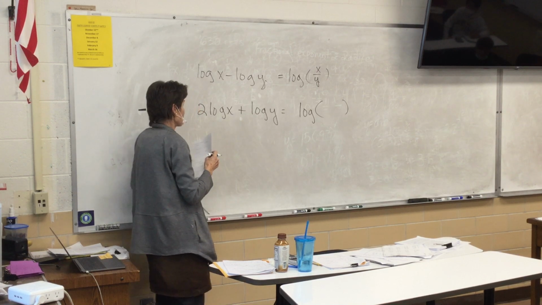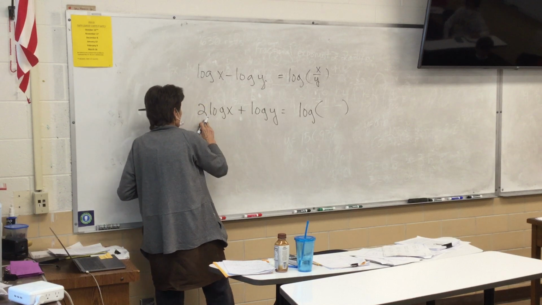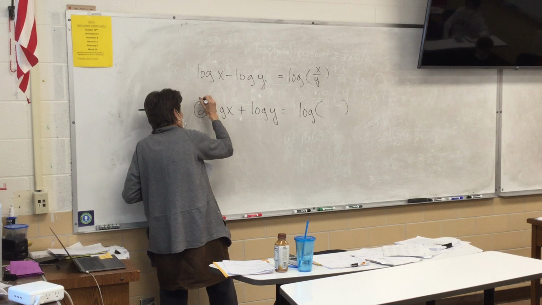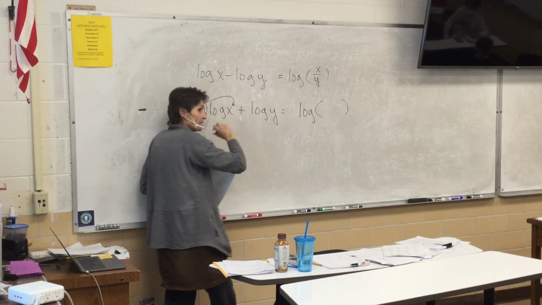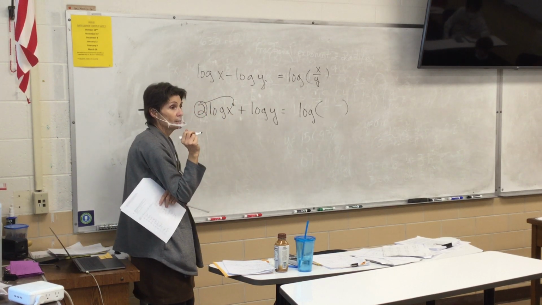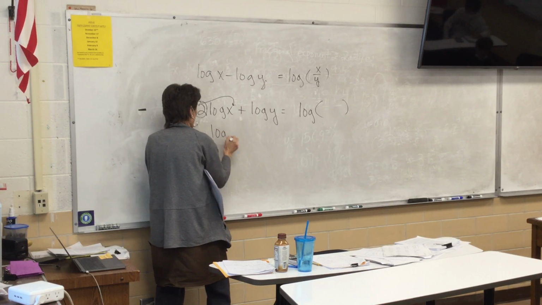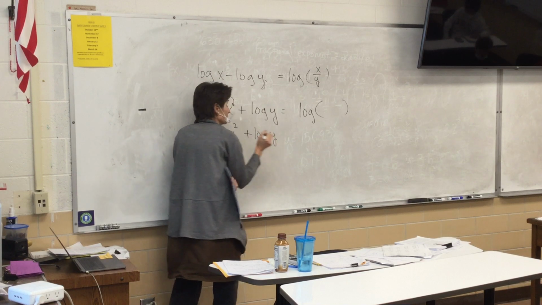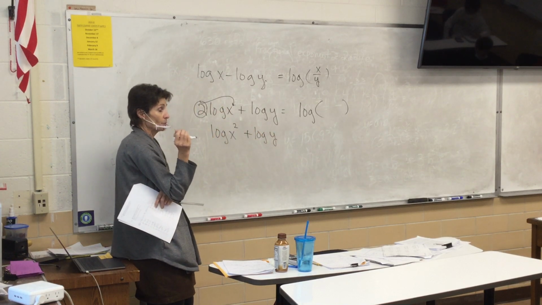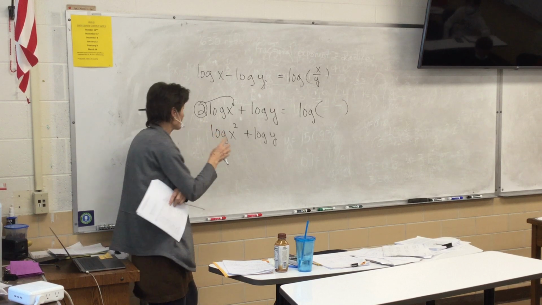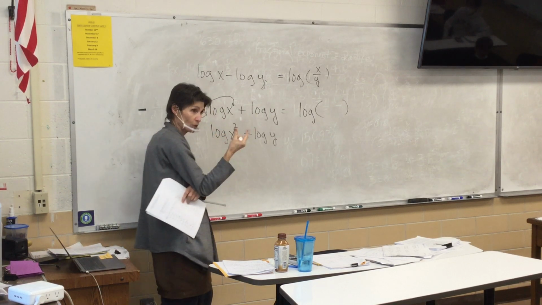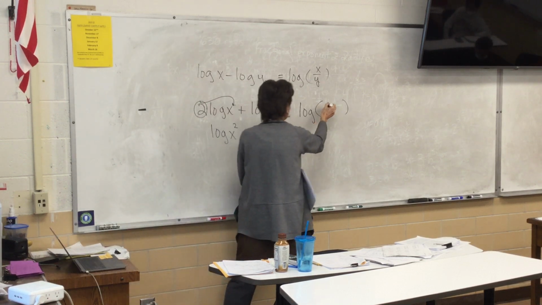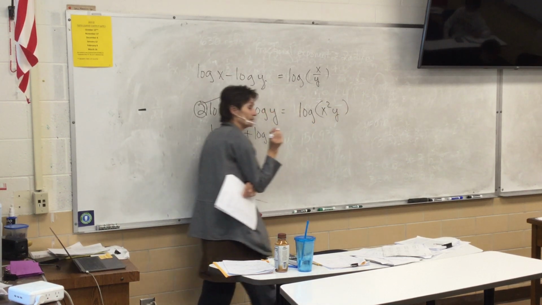The 2. So the first thing you have to do is remember that a number in front of a logarithm is really just an exponent. So this is the log of x squared plus the log of y. Now, you're right. When I put these together, because that's a plus, they're going to go together as a multiplication. And what I'm going to be multiplying is x squared y.